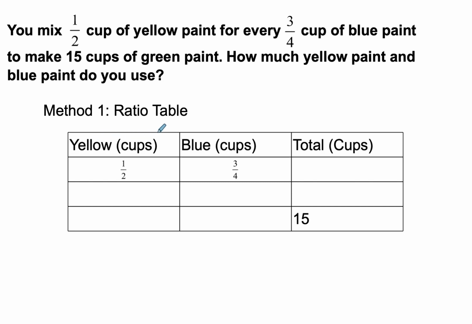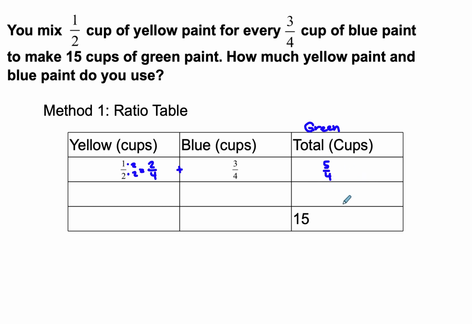So we have three different numbers to keep track of. We have yellow, blue, and then our total number of cups. So we are going to use the ratio table to keep everything organized. To get the total, which is our green, I'm going to just add green up here. You get green by mixing blue and yellow together. So we're going to add to figure out how much total paint is in one batch of paint. To do that, I need to find a common denominator on my fractions. So I'm going to change my 1/2 into 2/4. And then when I add 2/4 plus 3/4, I found out that one batch of green paint is going to be 5/4.